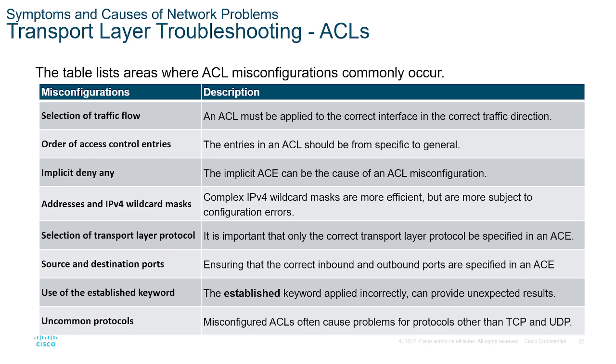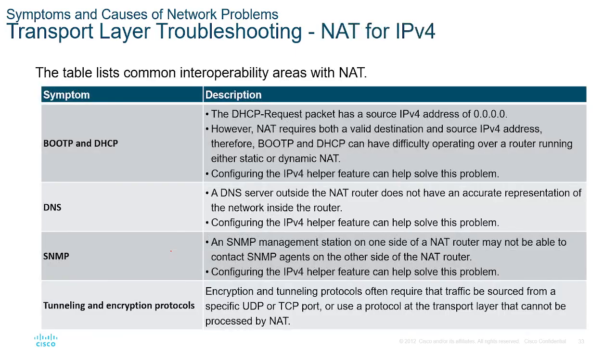Selection of a transport layer protocol is important, so that only the correct transport layer protocol is specified in ACEs. Source and destination port: ensure that the correct inbound and outbound ports are specified in the ACE. Using the established keyword and applying it incorrectly can provide unexpected results. Uncommon protocols: misconfigured ACLs often cause problems for protocols other than TCP and UDP.